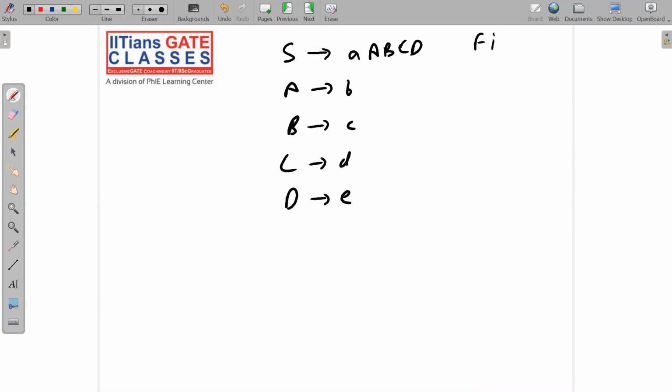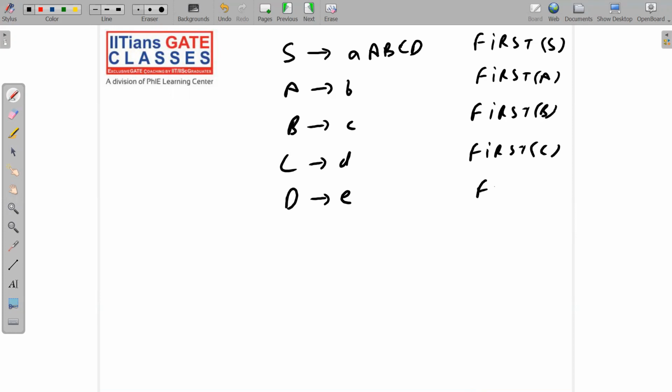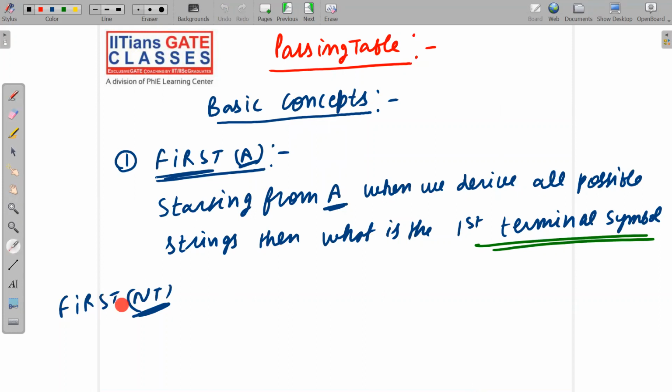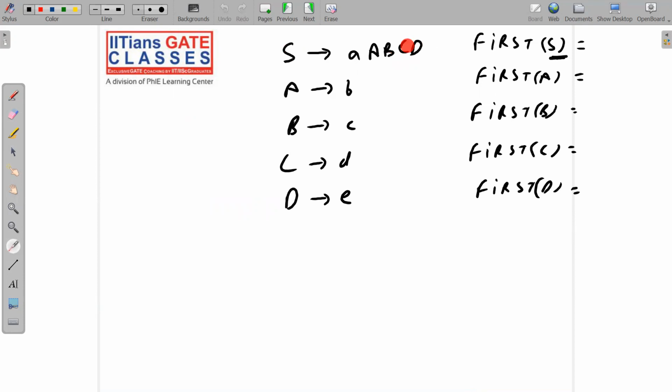So I will say first of S. What is first of S? Then what is first of A? Then first of B, first of C, and then first of D. Very, very simple. We can easily see, starting from S, simply apply the definition from the previous slide. Starting from that non-terminal, when we derive all possible strings, what is the first terminal symbol? Starting from S, it is A only. So A will be first of S.